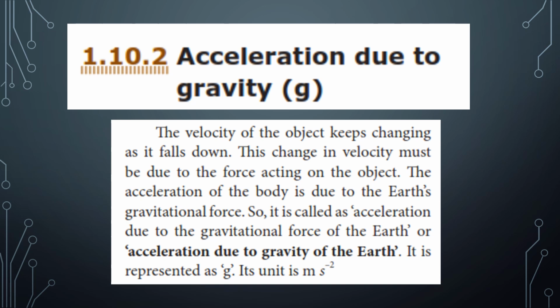So it is called acceleration due to the gravitational force of the Earth, or acceleration due to gravity of the Earth. It is represented as g. Its unit is meter per second squared. The mean value of the acceleration due to gravity is taken as 9.8 meter per second squared on the surface of the Earth. This means that the velocity of the body during downward free fall motion varies by 9.8 meter per second for every 1 second. However, the value of g is not the same at all points on the surface of the Earth.